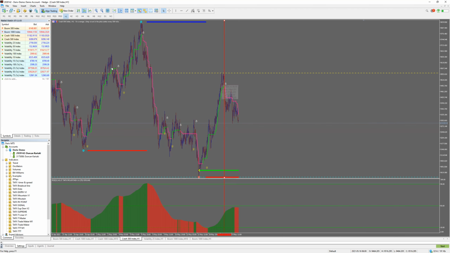And when you hit the daily breakout line, you can exit from that market because it may reverse strongly.